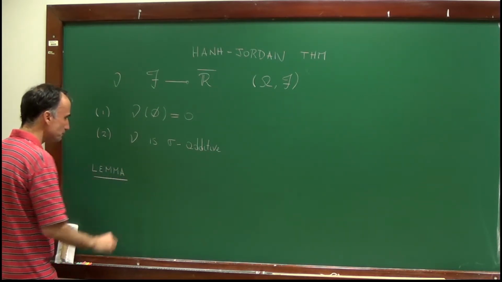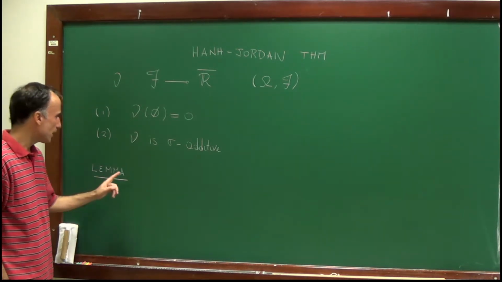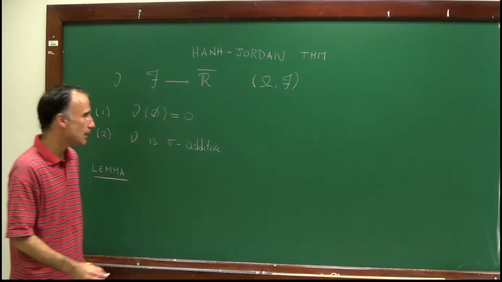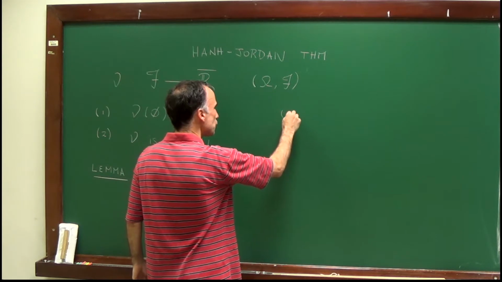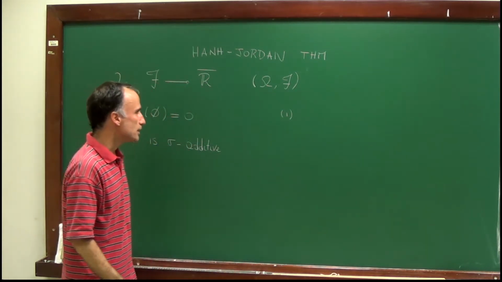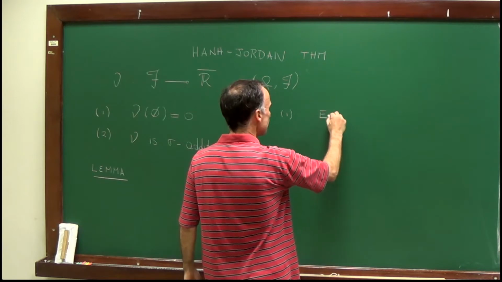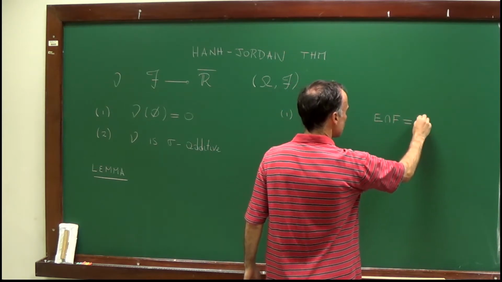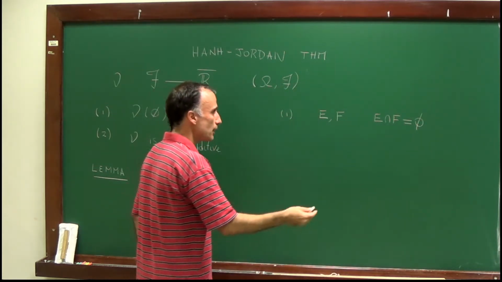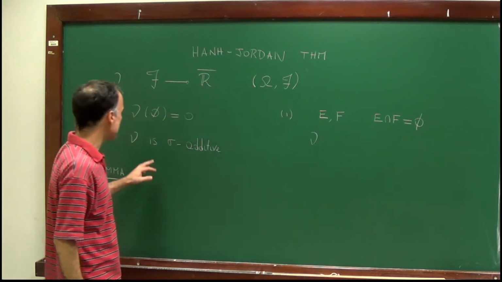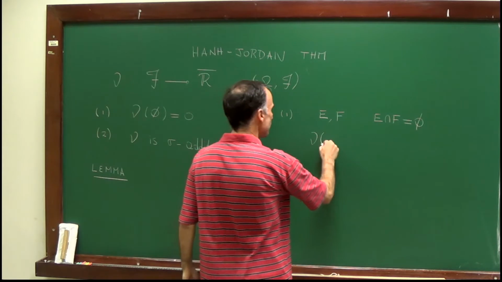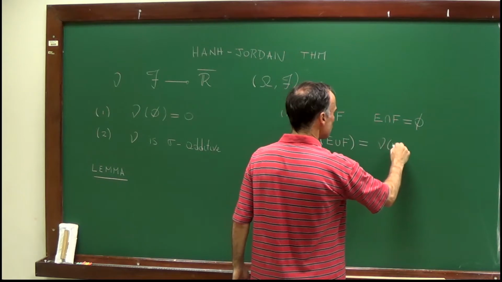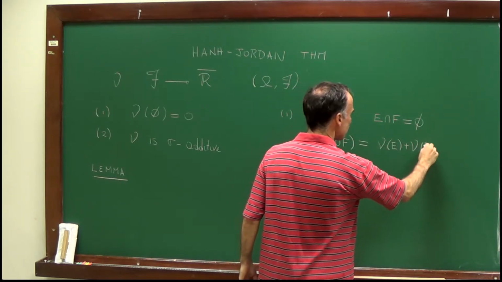is very simple. And before stating this lemma, let me just observe the following. Here I'm assuming that nu is sigma additive. So there is a consequence of that, is that if I take two sets E and F, which are disjoint, then since nu is sigma additive, it's additive, the measure nu of E union F is equal to nu of E plus nu of F.